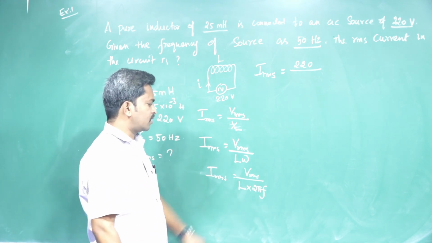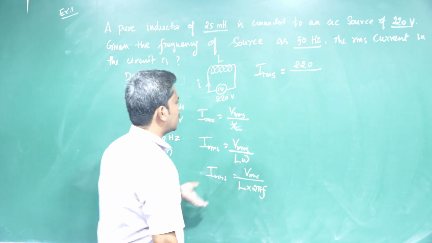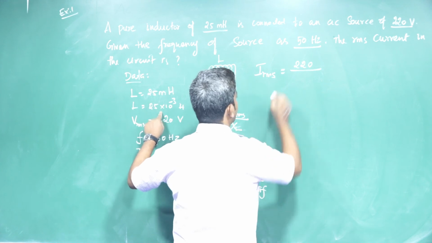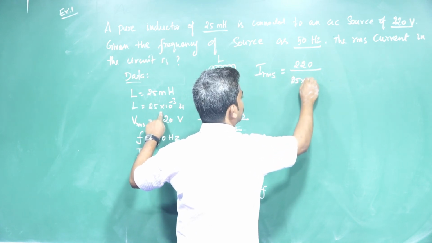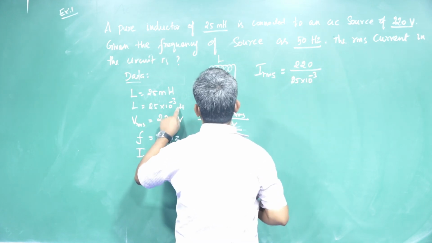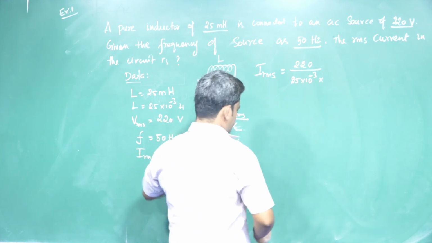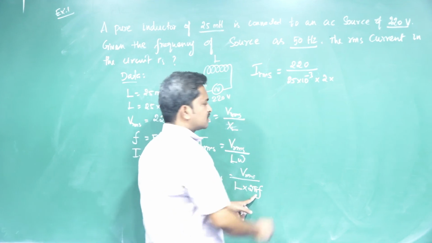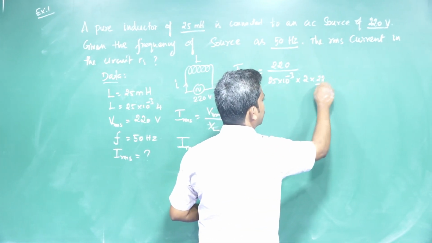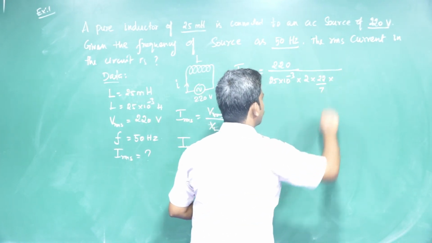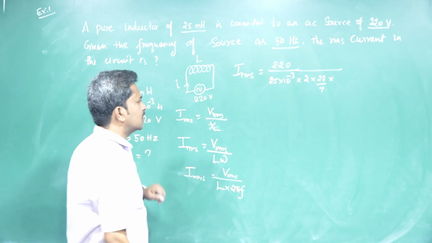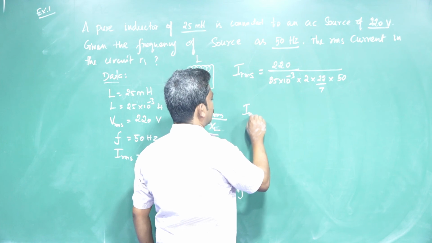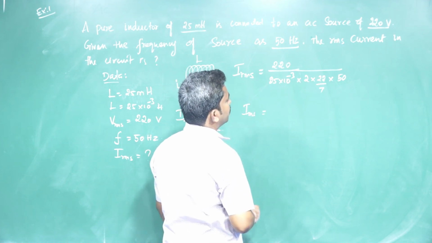Here f is the frequency of the alternating source. I directly apply the values. What is the L value? L is 25 into 10 power minus 3, millihenry, into 2 into 22 divided by 7 into f. What is the f value? f is 50. So IRMS is equal to 220 divided by the product.